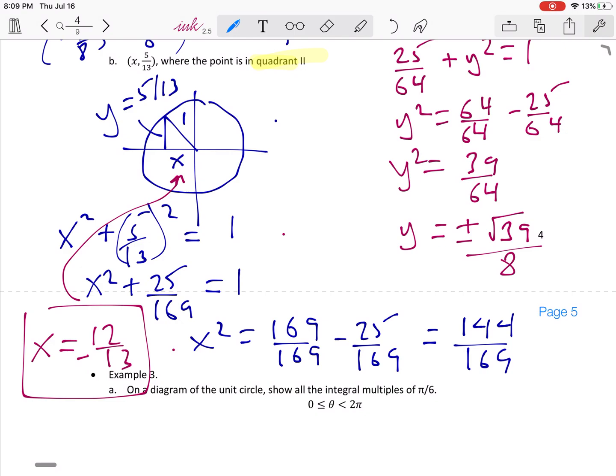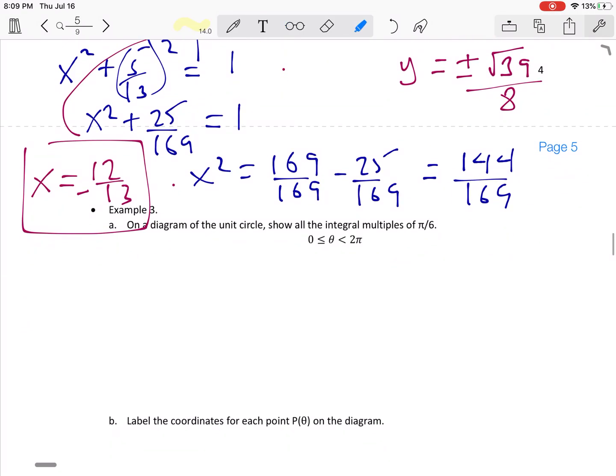Okay, now next thing, you saw this type of notation in the previous topic. So this is basically an interval of where we're going to accept the angles. And so basically what this is saying is show the integral multiples of pi over 6 that fit within that. So all you have to do here is start by multiplying by 0, and then 1, and then 2, and then so on.